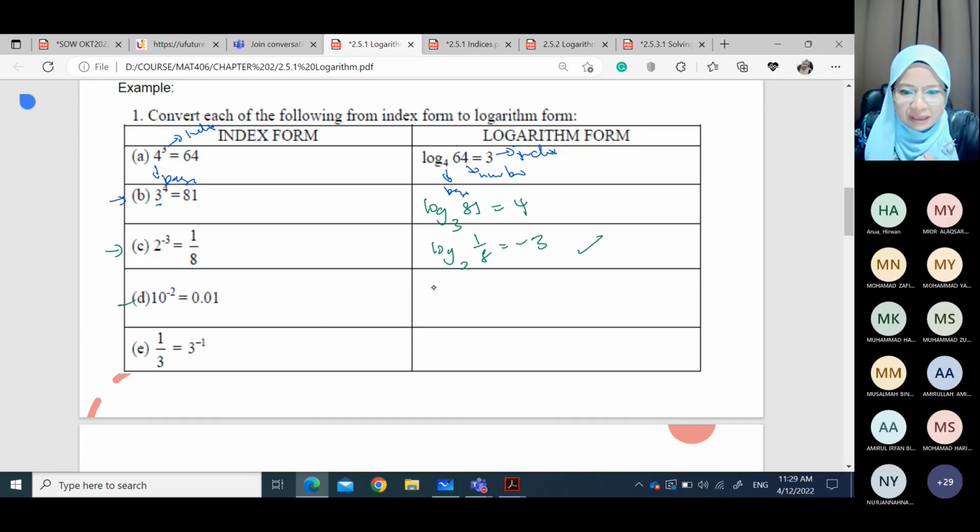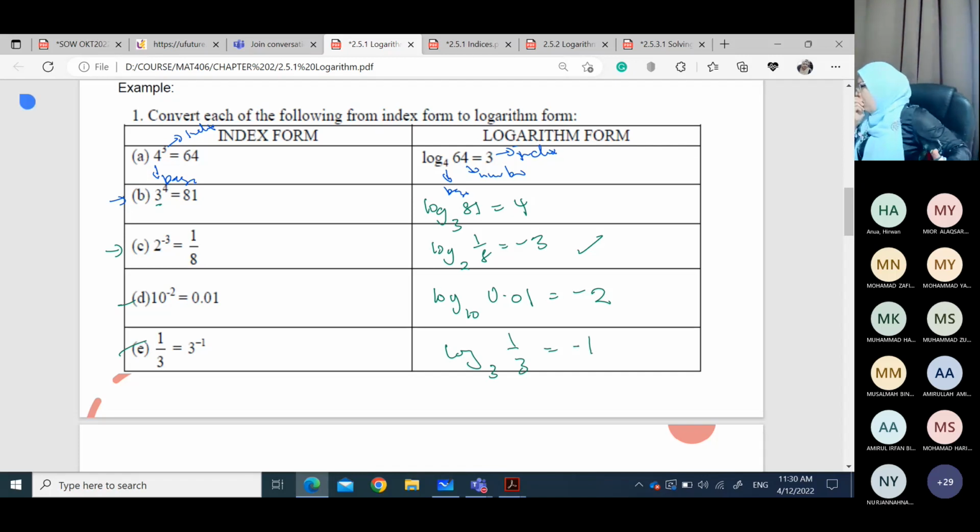So yang D, kita ada log 10. Base dia 10. Nilai dia 0.01 equal to negative 2. Okay. Yang E, log 3. Base dia 3. Log 3. And the value is 1 over 3 equal to the index. So the index here is negative 1. Okay, ada soalan untuk example yang ini? Any question? Tak ada.